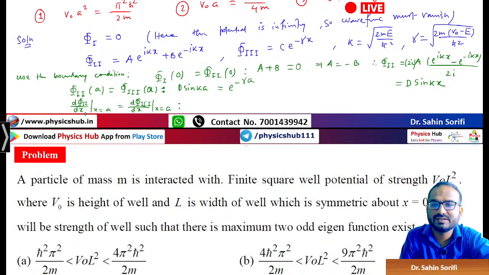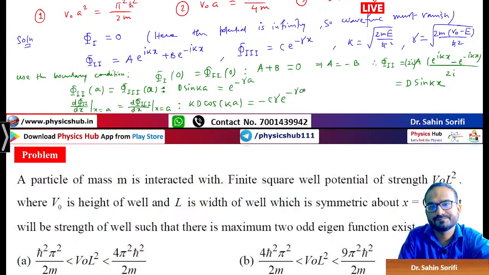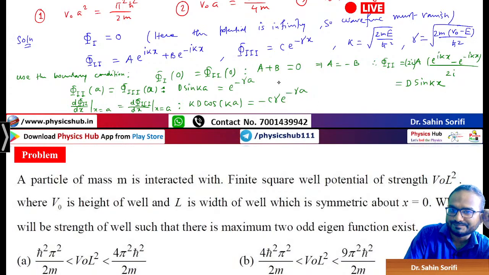So d phi 2 by dx at x equals a, so kd cos kx, okay, kd cos ka. D phi 3 by dx, so minus c gamma e to the power minus gamma x, so minus c gamma e to the power minus gamma a. Now we again got two equations. This is one equation, this is another equation.